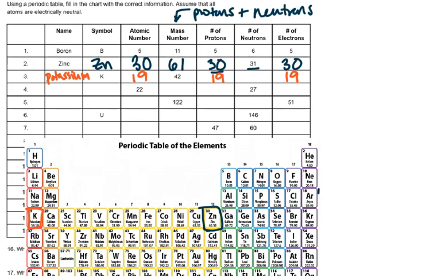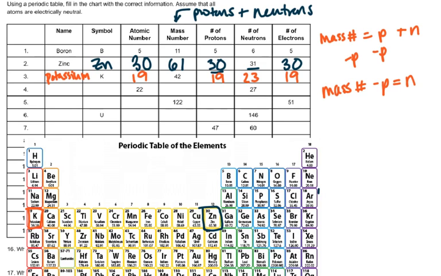So to get my number of neutrons, I basically need to rearrange the equation, right? If I have mass number equals protons plus neutrons, and I want to get neutrons by itself, I'm going to subtract protons from each side. So it's just rearranging the equation. Mass number minus protons equals neutrons. So 42 minus 19 is 22? No, 23.